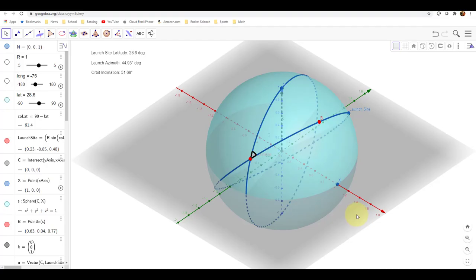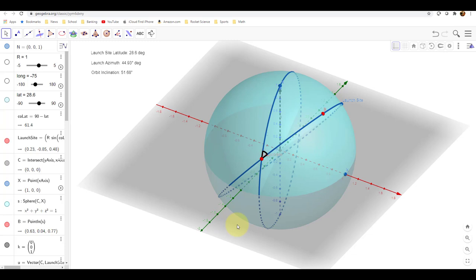Now you might be wondering, how is it that there are two different angles that reach the same orbital inclination from the Kennedy Space Center? Here I have this visualized at 28.6 degrees for the latitude and the azimuth at about 45 degrees, and an orbit inclination of about 51.7 will match the inclination of the International Space Station with that azimuth.